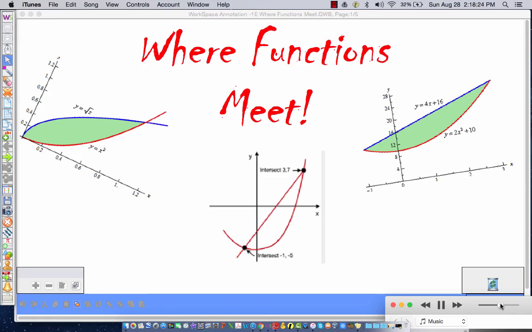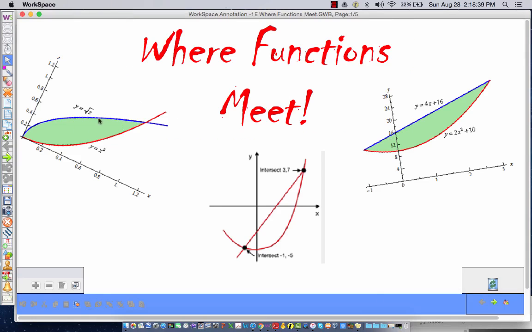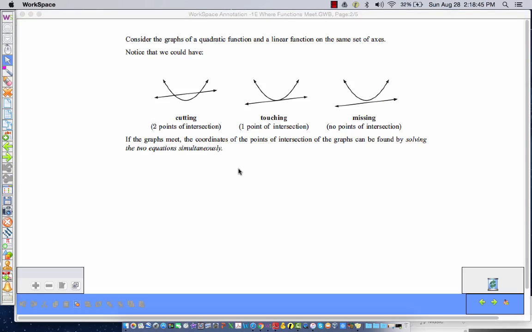And today we're going to talk about where functions meet. Like maybe they meet out at the store, or they go to the movies, something like that. Maybe they're doing some Pokemon Go. But in this case, where functions meet are where they intersect, as shown in these drawings. And for our purposes today, we're really talking about quadratics and lines. Could be two quadratics, we'll see.